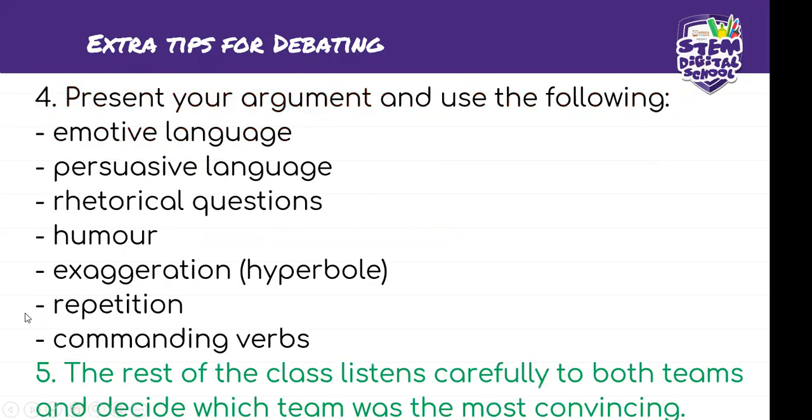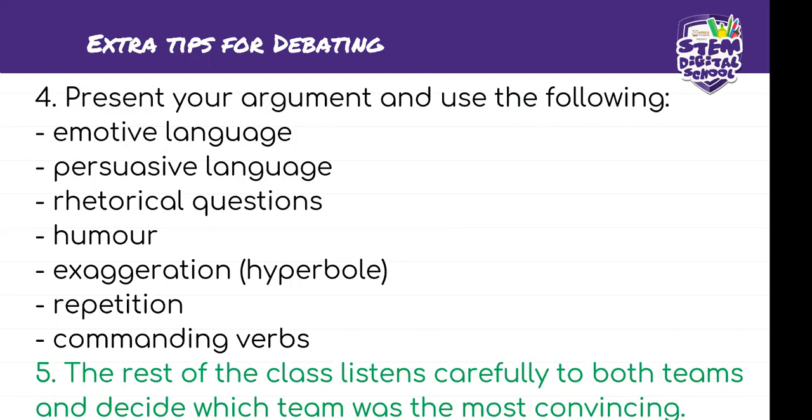Number four, present your argument and use the following. One, emotive language. Remember, it is that language which is usually used in poetry and in novels. The reason they use it is to try to evoke a certain emotion in you. So even you, as someone who debates, should use emotive language. If you want people to feel sad, tell them a sad story. If you want people to take you seriously, say something serious. If you want people to laugh, say something funny. That is what emotive language is all about.